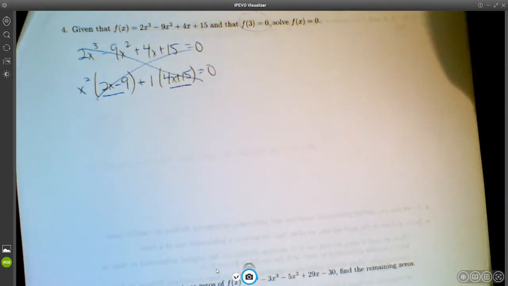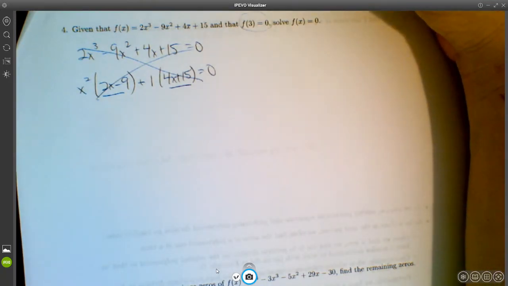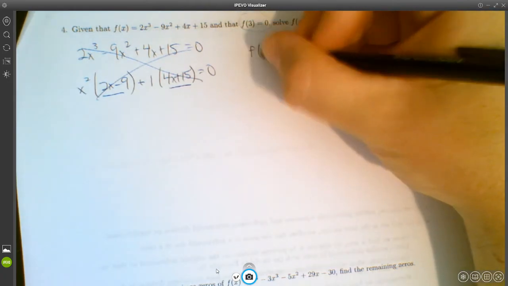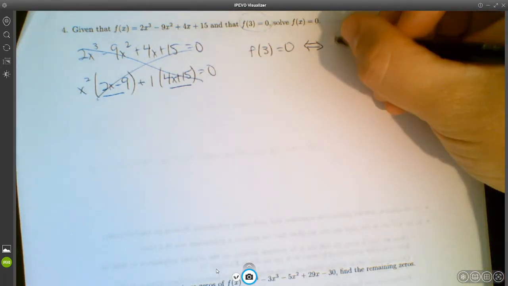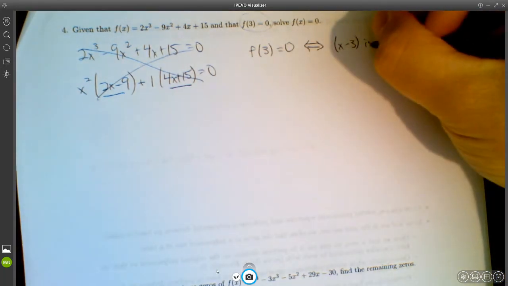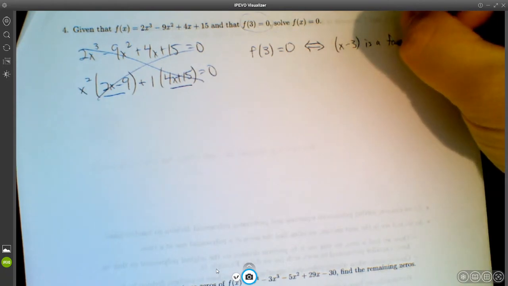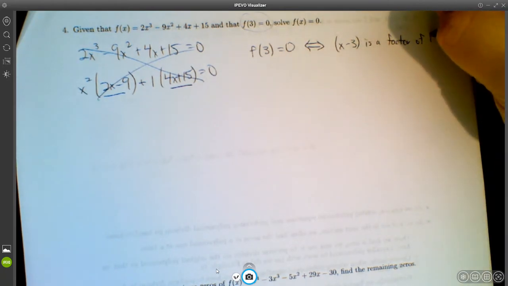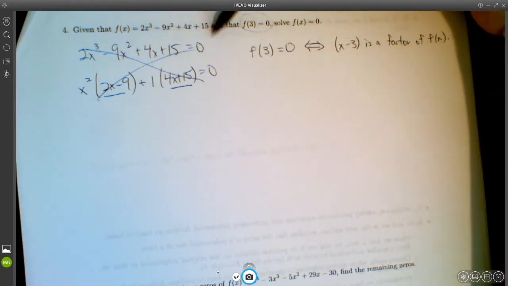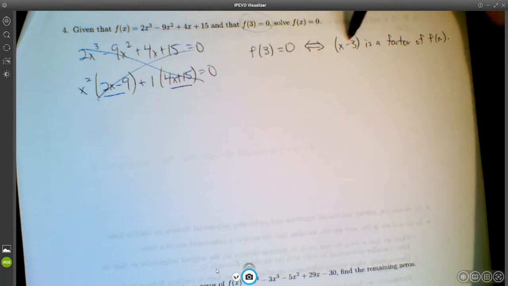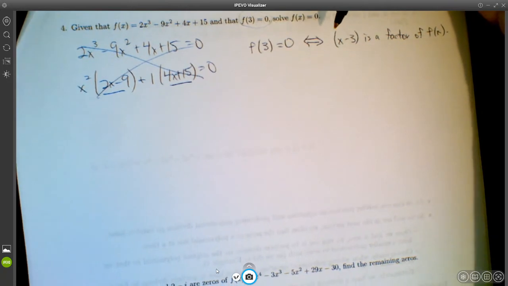They're telling us that f of 3 equals 0. What does that mean? Well, f of 3 equals 0 means that x minus 3 is a factor of f of x. Now, what does that mean? Well, that means that when I divide f of x by x minus 3, I'm not going to have any remainders. So if I want to factor f of x, then I can use the fact that x minus 3 is a factor and see what I have left over, right?